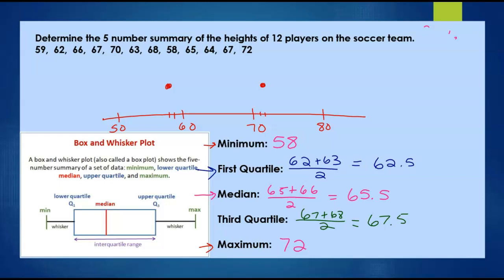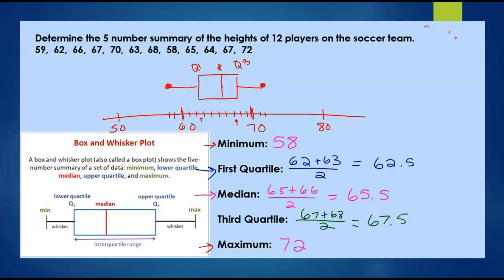Now, my median is 65.5. Well, here's 1, 2, 3, 4, 5, 6, 7, 8, 9, 10, from 60 to 70. So 65.5 would be right about here. And then the first quartile is 62.5, so that's right about here. And 67.5 would be right about here. All right, so this box part, that's the interquartile range. This is our median. This is our quartile 1. This is our quartile 3, and we can draw our whiskers.